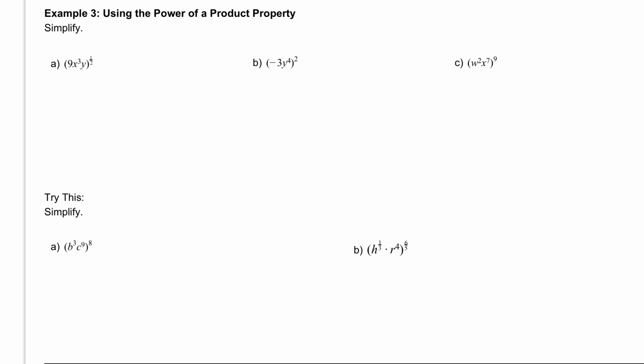In example 3, we're going to use the power of a product property to simplify these expressions. First of all, if we take a look at letter A, we have 9 times x to the third times y, and we're raising that to the 1/2. What we want to remember as we're going through this is that the 9 has an exponent right now of a 1.